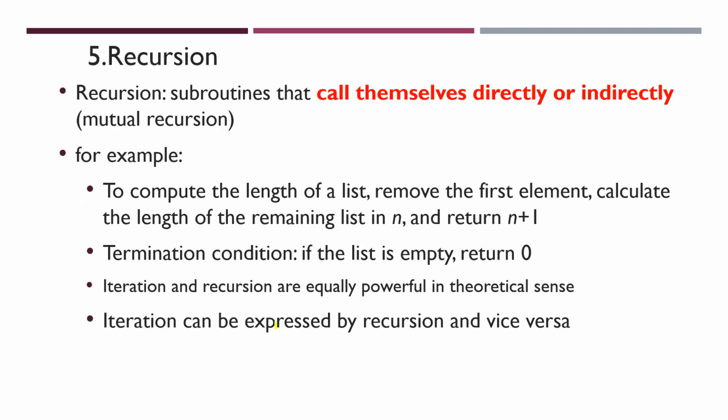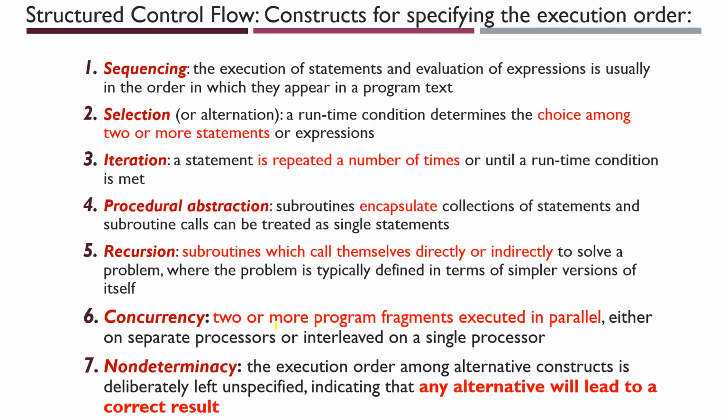Then recursion. But before recursion, the fourth one here is procedural abstraction. Procedural abstraction means the representation of a function simply. So what do you mean by subroutine? What do you mean by procedure? What do you mean by function? Is there any difference? Yes. Procedures and functions are commonly called subroutines. A subroutine which returns a value is called a function. A subroutine which does not return a value is called a procedure.